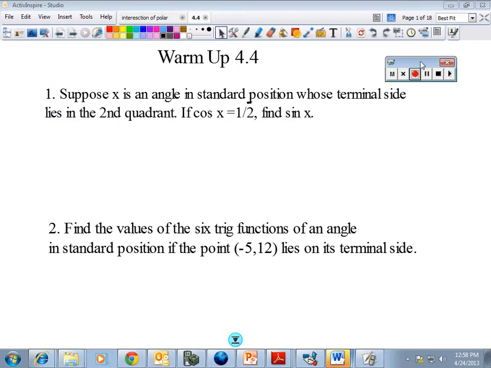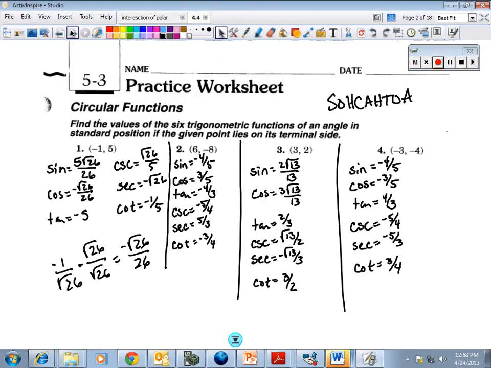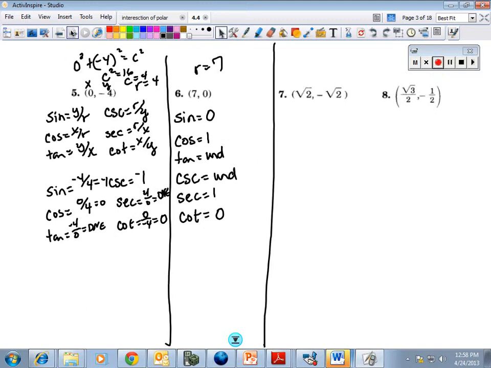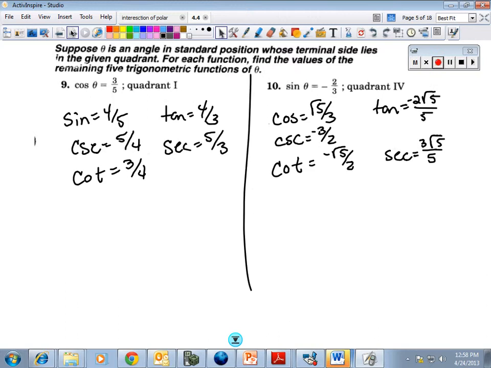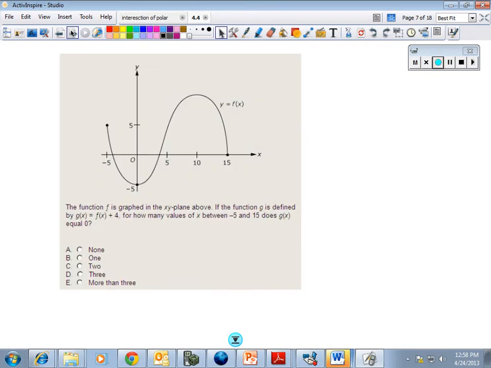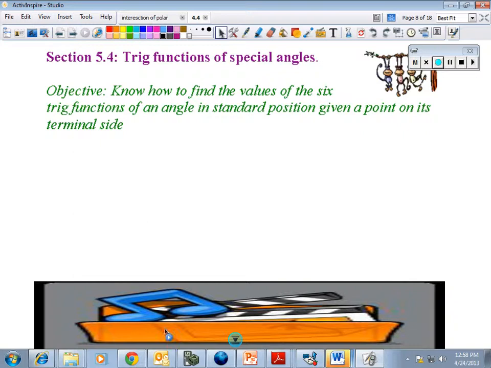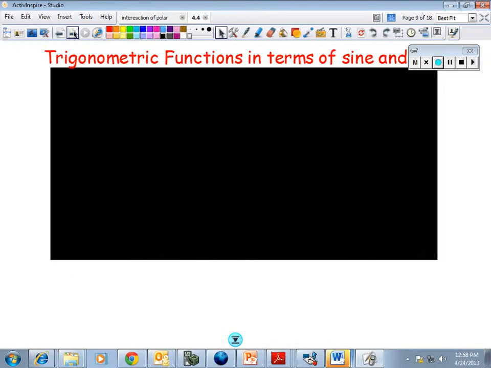Alright guys, here's your warm-up. I'm just going to flip right through that. There's answers to the homework, and you can pause it. I'm just going to flip through them. There they are. And then, I'm not sure what that is. Okay, there's apparently a big box there.